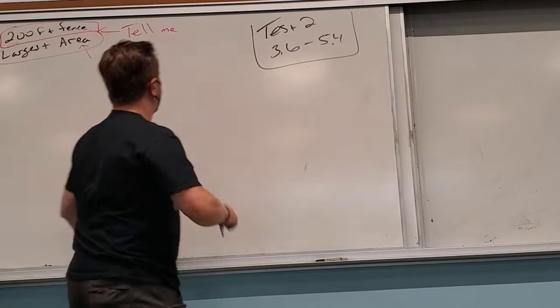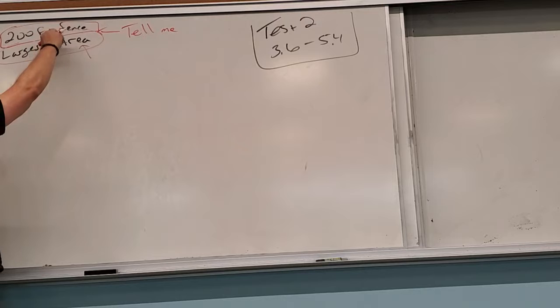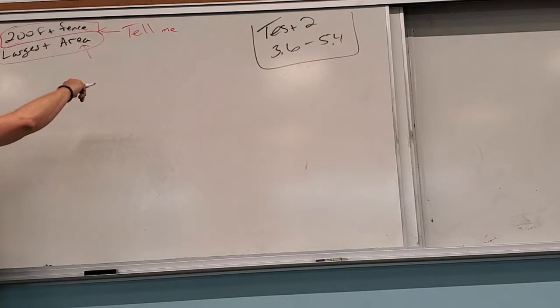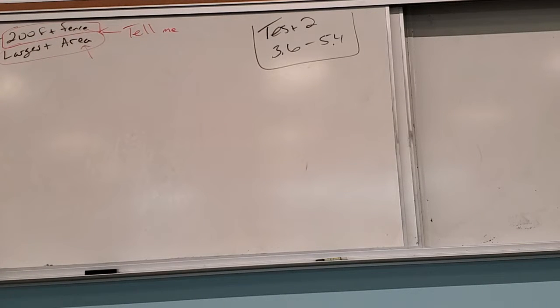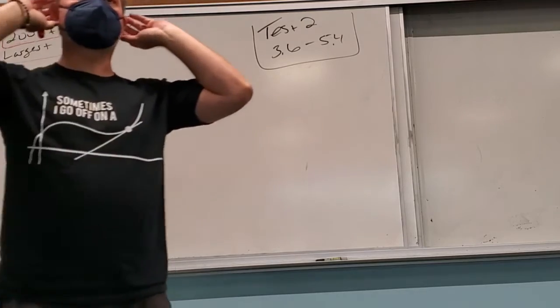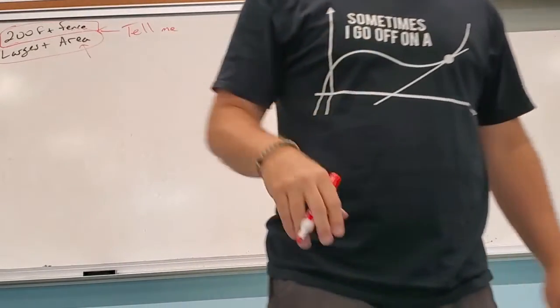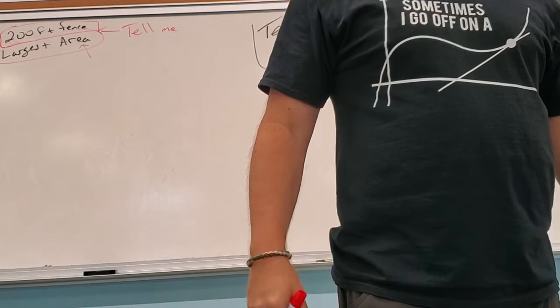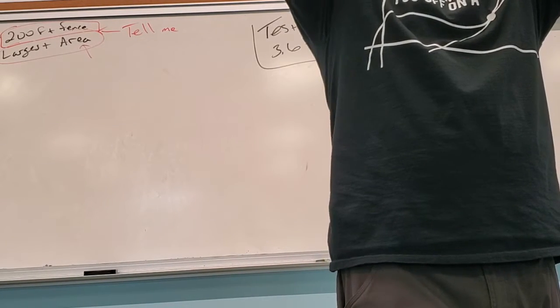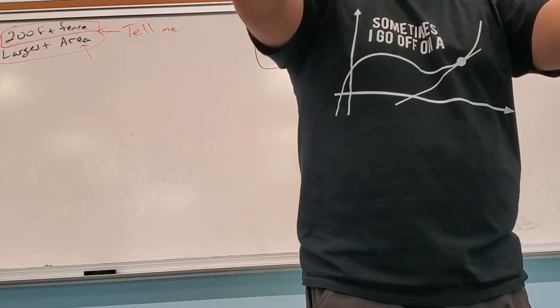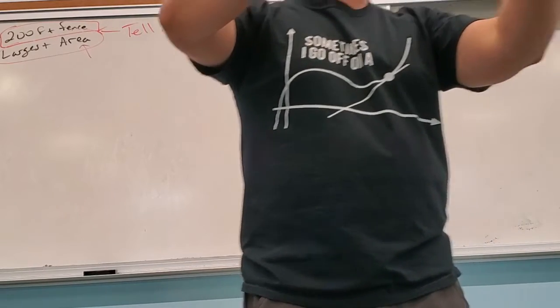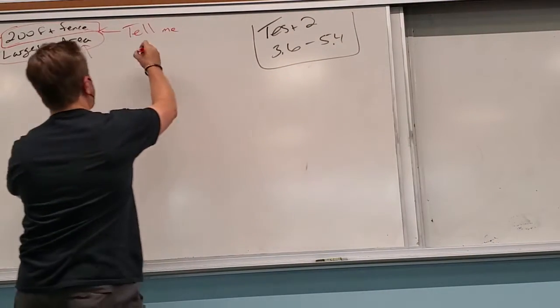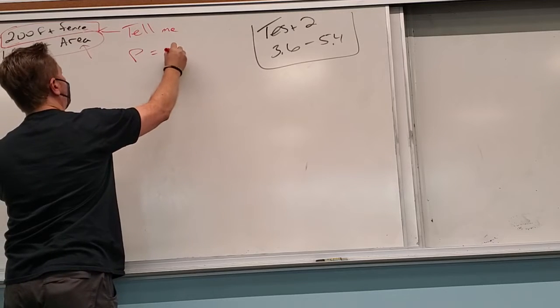So 200 feet of fencing. What geometrical idea does that relate to? Okay, what about the rectangle? Does it relate to the volume? You can't even have a volume, right? 200 feet of fencing would relate to the perimeter. So the perimeter is 200, yes?